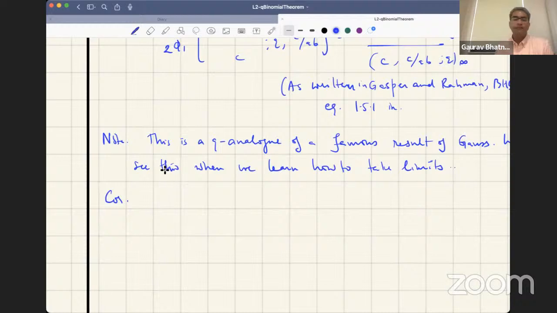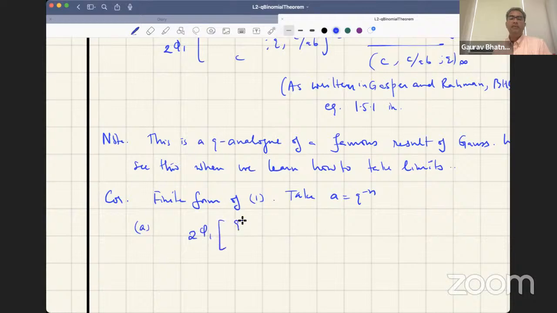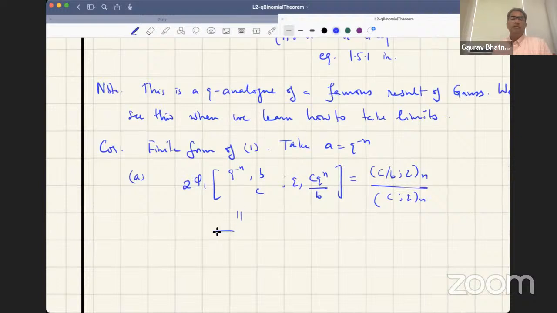So a finite form of identity 1: you take one of the numerator parameters to be Q raised to minus n. So what happens is that you'll get a terminating sum. You'll get 2 phi 1, Q raised to minus n, B, C, Q, and CQ^n over B. This is equal to C over B, Q sub n, over C, Q sub n. So this is now a finite sum, with K going from 0 to n.